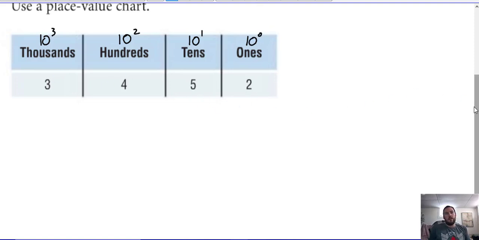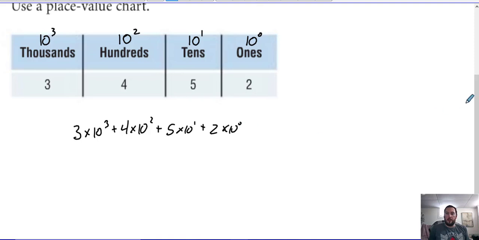So I can think about a number like 3,452 as its digits and its powers of base 10. This can be written as 3 times 10 to the 3 plus 4 times 10 to the 2 plus 5 times 10 to the 1, and then finally plus 2 times 10 to the 0.